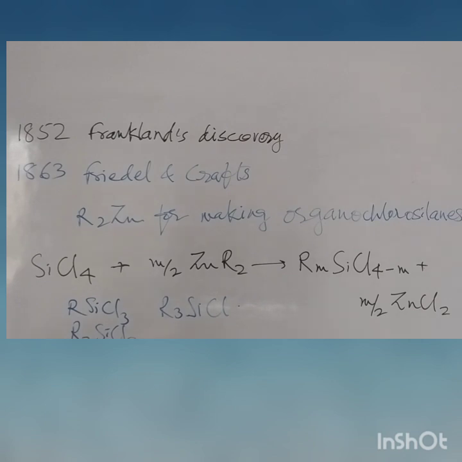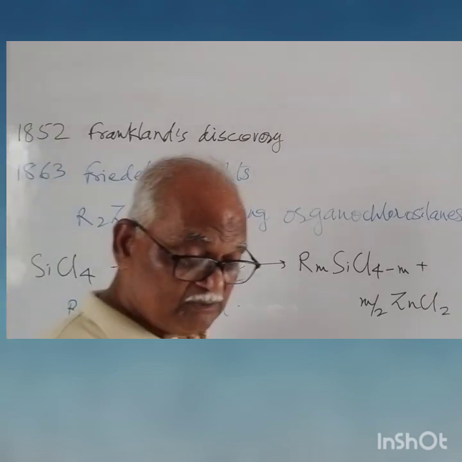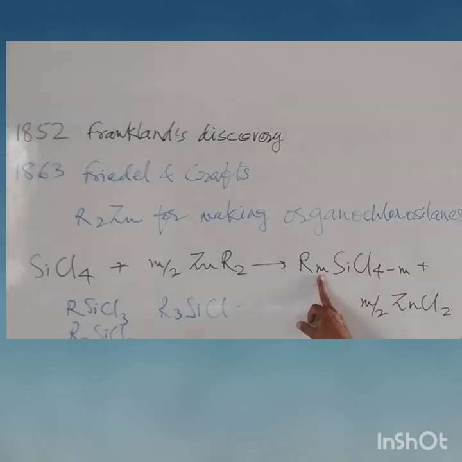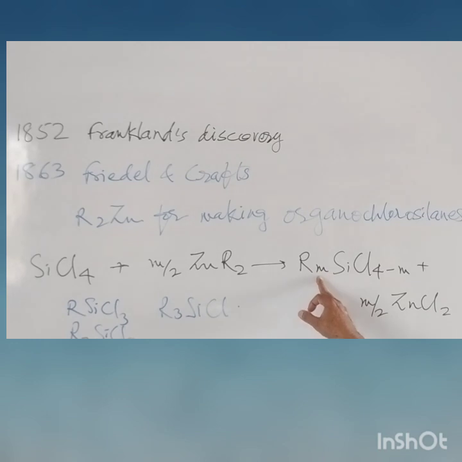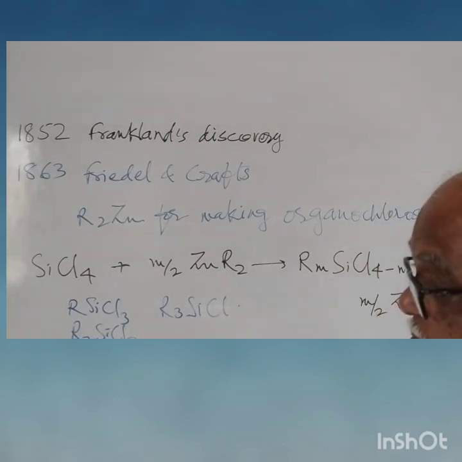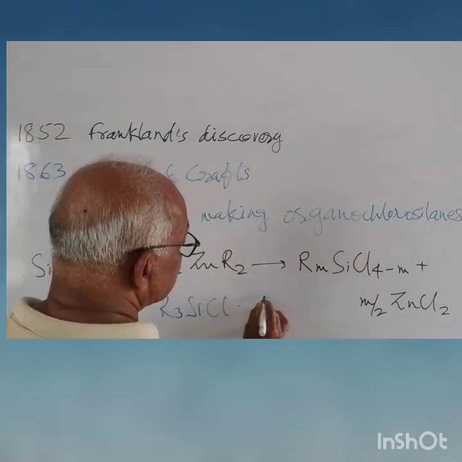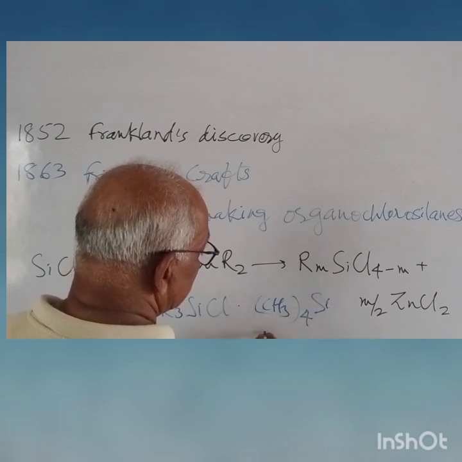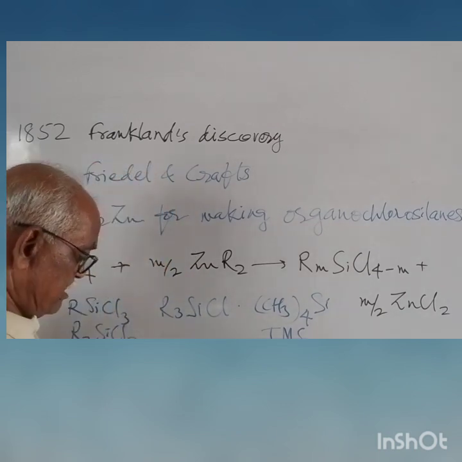So a variety of silicon organometallic compounds are obtained in this way. Here m is 1, 2, 3. If it is 4, it will also give us SiR4, that is tetramethylsilane. So we can obtain TMS, for example (CH3)4Si, tetramethylsilane, TMS.